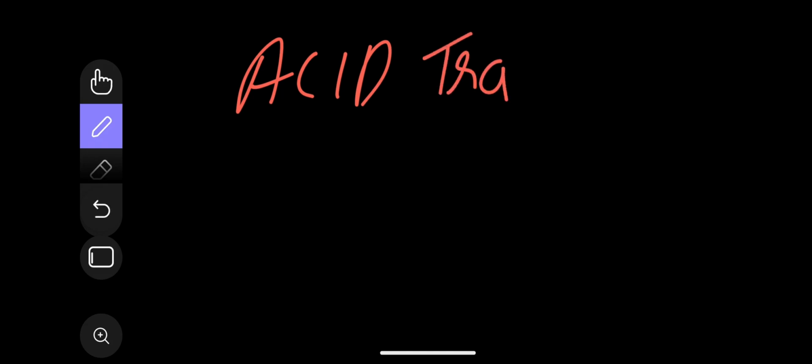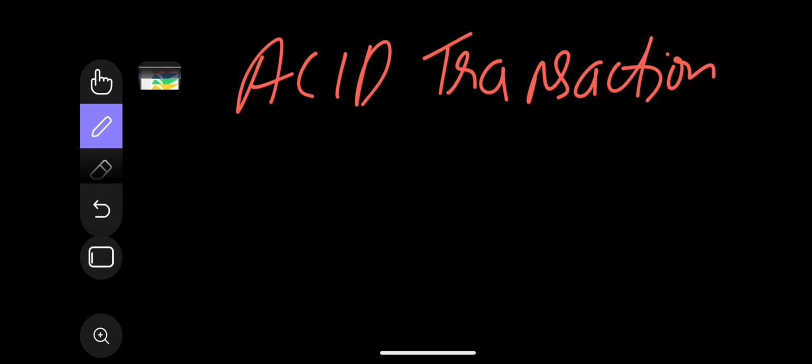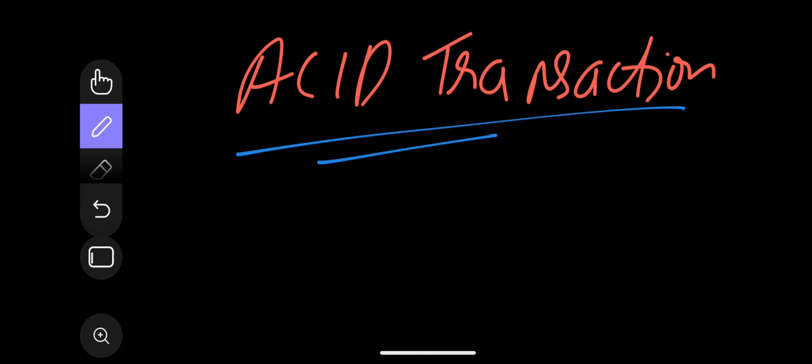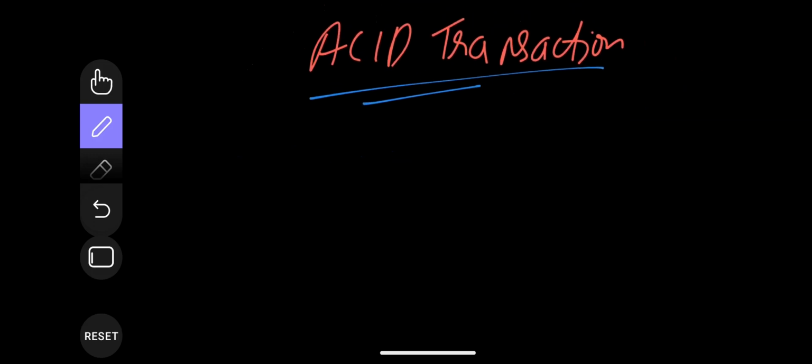So there is a concept called ACID transaction. This is a concept you guys need to learn. Now, what is an ACID transaction? For that, we will take a very simple example. But before that, we need to know the full form of ACID.